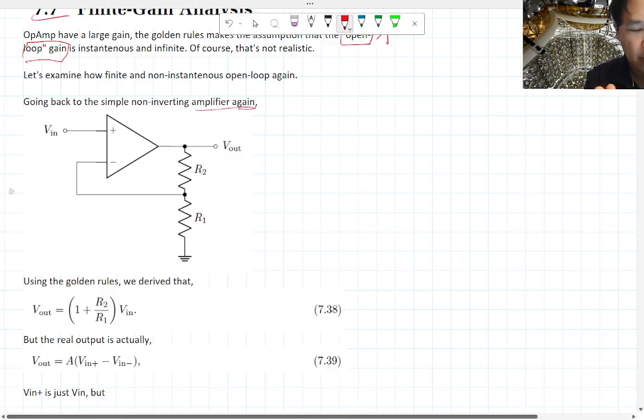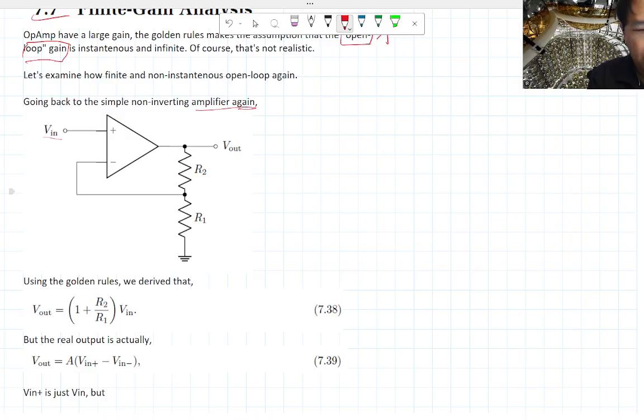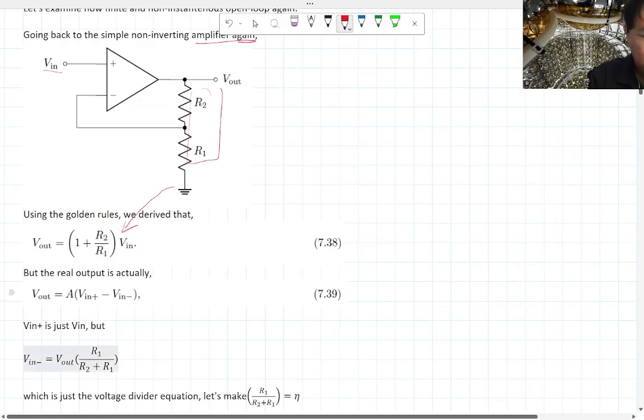I'm going to keep doing these examples. Okay, you have the Vn at the non-inverting input, right, and then you have a voltage divider at the output, and in the middle of the divider you feed that back into the inverting input. Okay, and you can use the golden rule. You're going to derive, hopefully in your previous homework, that the gain is going to be 1 plus R2 over R1.